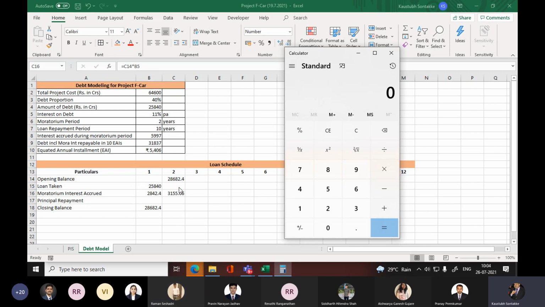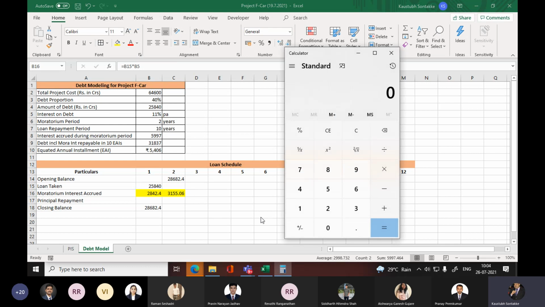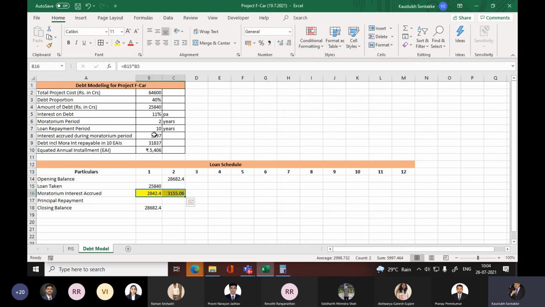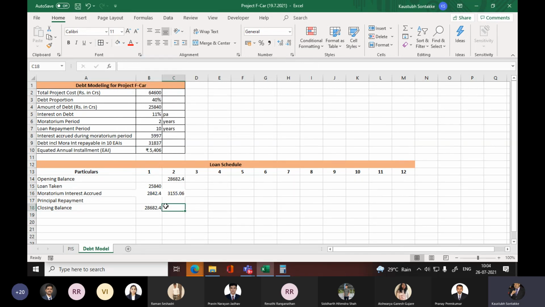So now you can see here the moratorium interest accrued in year 1 and 2, which I made yellow. If you make the total, it is 2842.4 plus 3155.06, that is 5997.46. So you can see it is exactly equal to this total, 5997. But we want it separately.